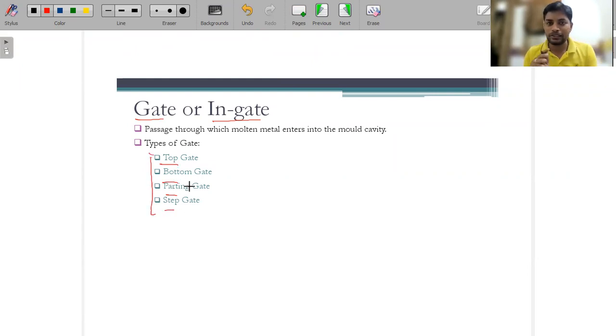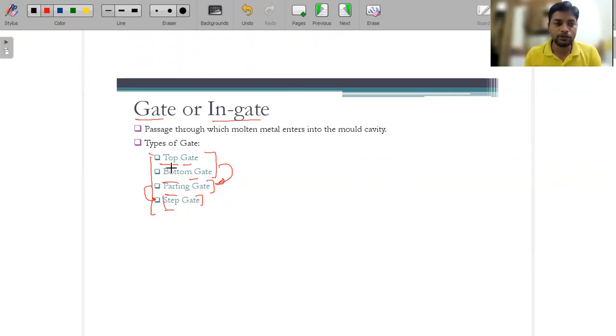So the design here is based on two gates only, that is the top gate and the bottom gate. The parting gate is nothing but a combination of these two, the top gate and the bottom gate. The step gate is a kind of combination of parting gates, where we use multiple parting gates. You will see when we look at the pictures.